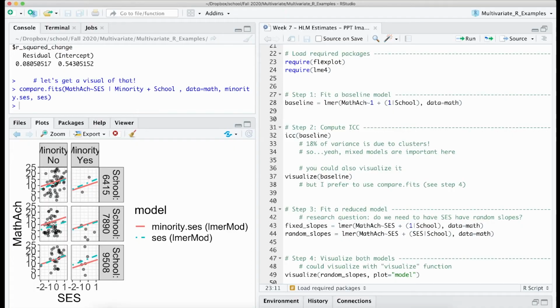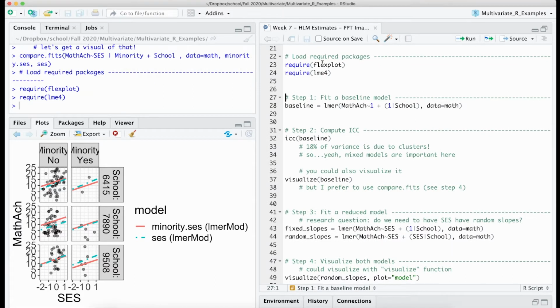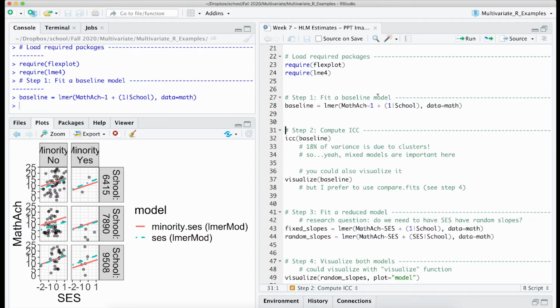We are going to begin by requiring FlexPlot, as we always do, as well as LME4, which is the package we use to do the mixed effect modeling. So step one, like I said, is going to be to fit a baseline model that has no predictors, and we specify that this way.